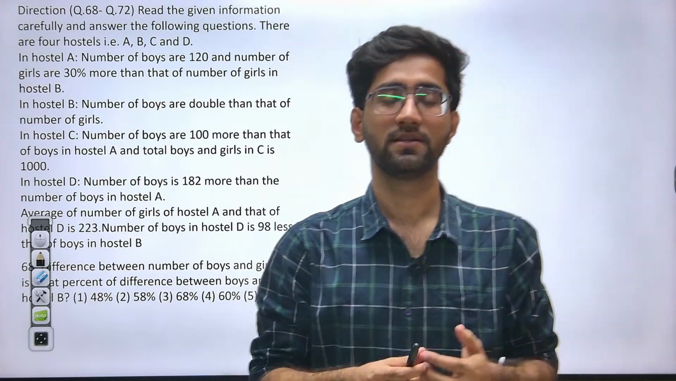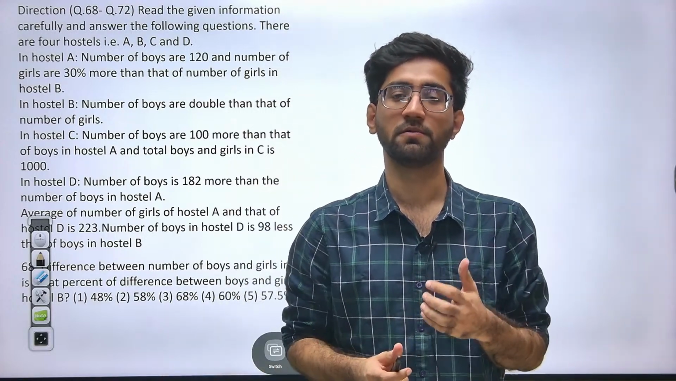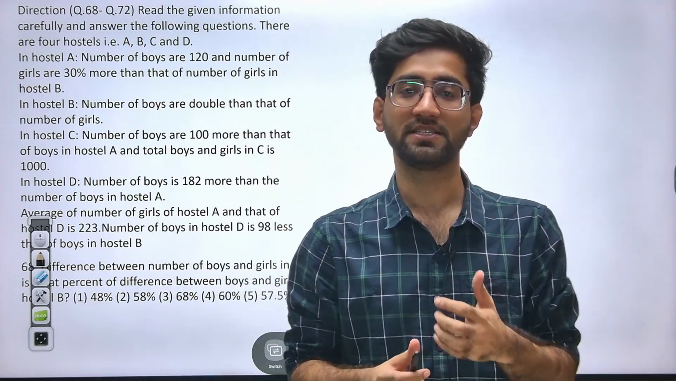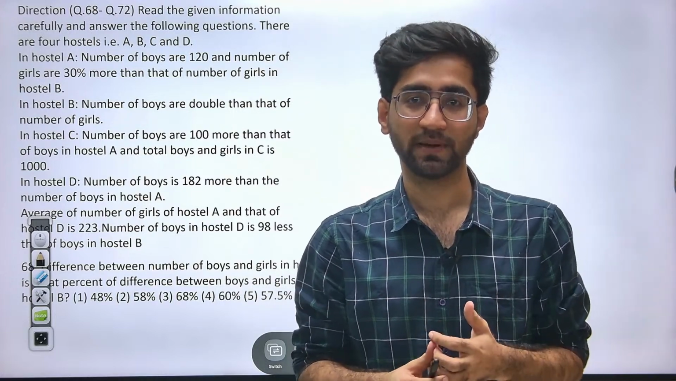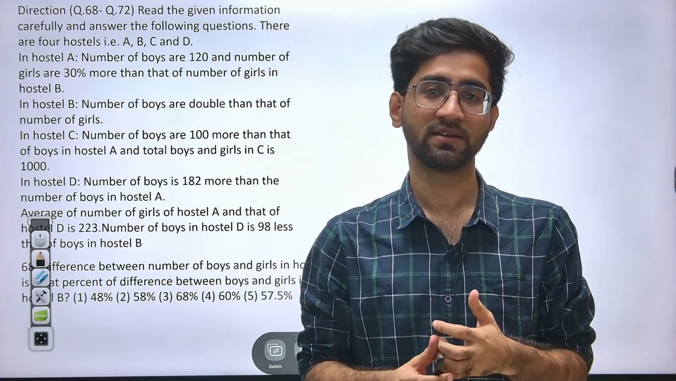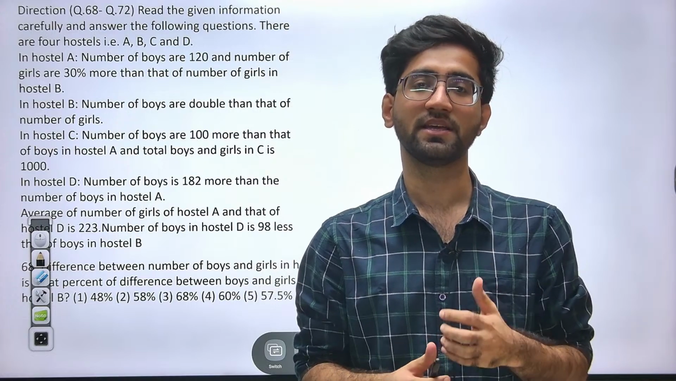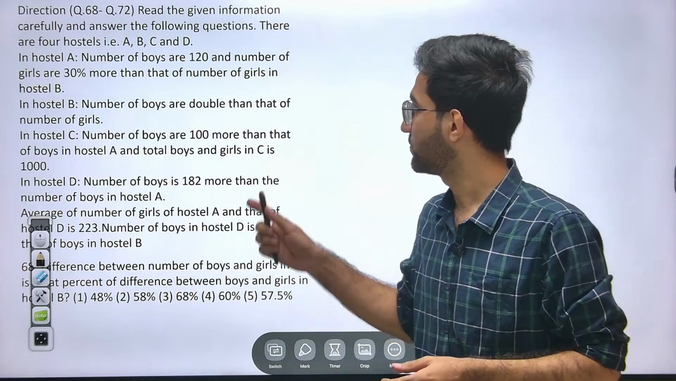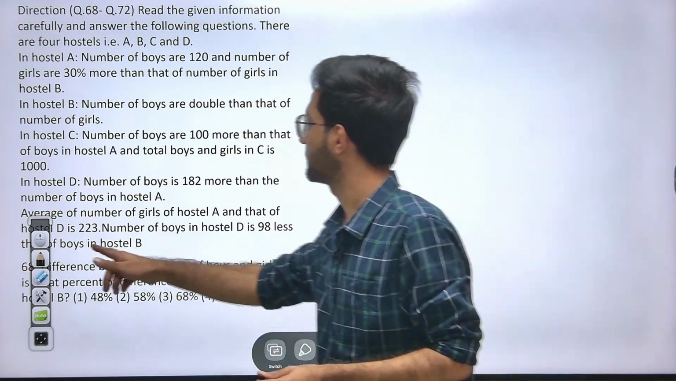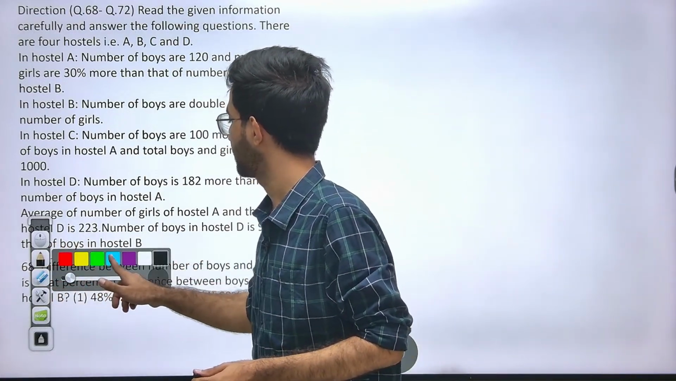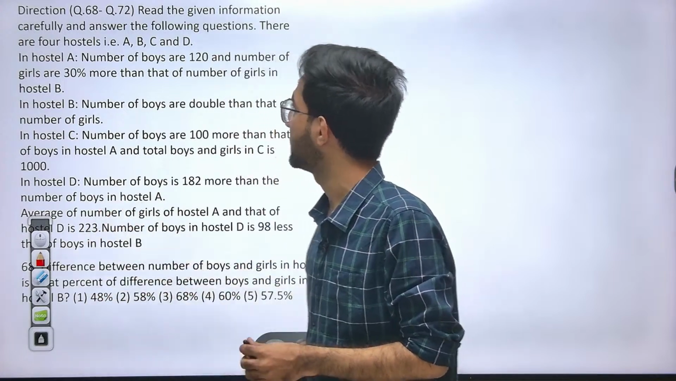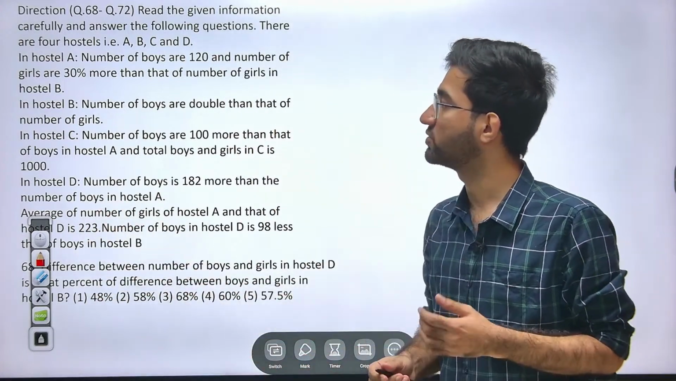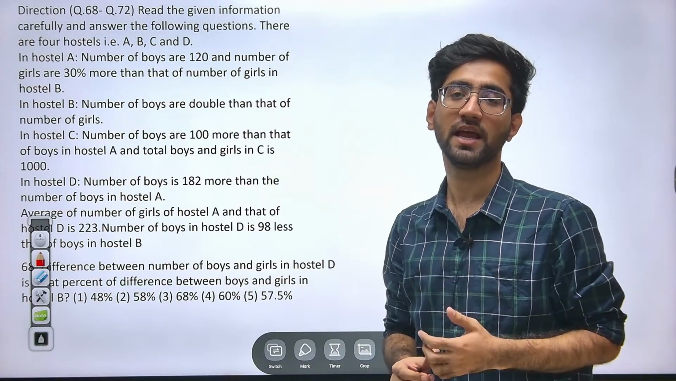Hello everyone. In this lecture, we will solve an interesting DI set, and you can expect this kind of DI set getting asked in IRDAI prelims examination, right? So if you look at the DI set, it says that there are 4 hostels A, B, C and D.